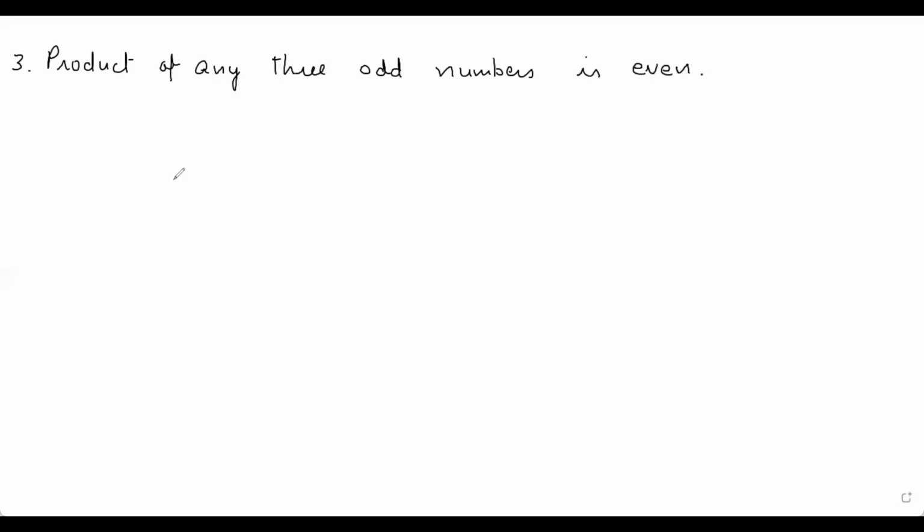Now the third question is, product of any three odd numbers is even. Now this is a false statement. I'll explain it with the help of an example. Now 3 into 7 into 9. These are three odd numbers, and if I find their product, that will come out to be 189. That is odd. Now let me take one more example. 3 into 7 into 11, which is again an odd number.